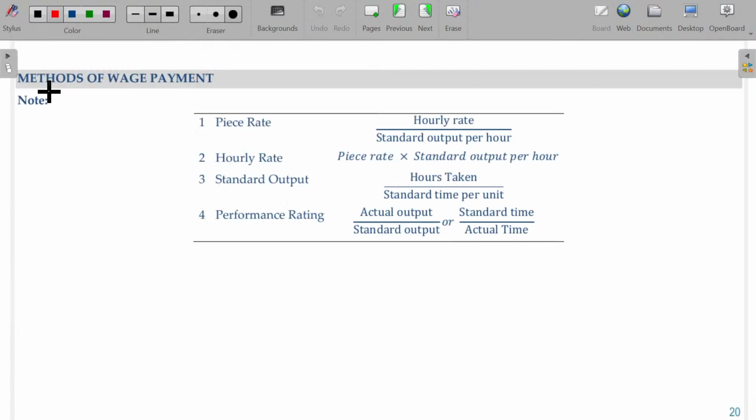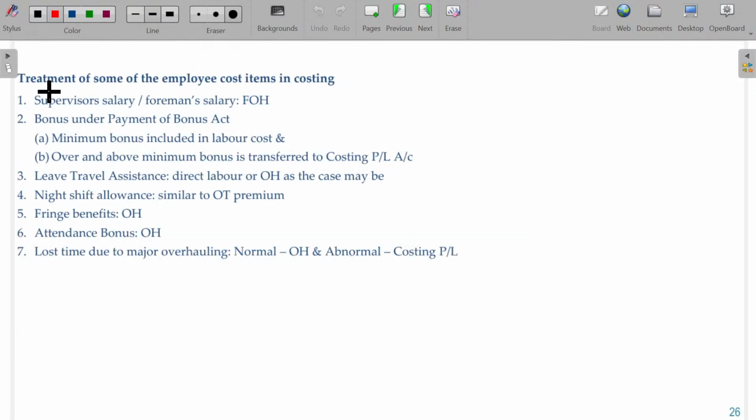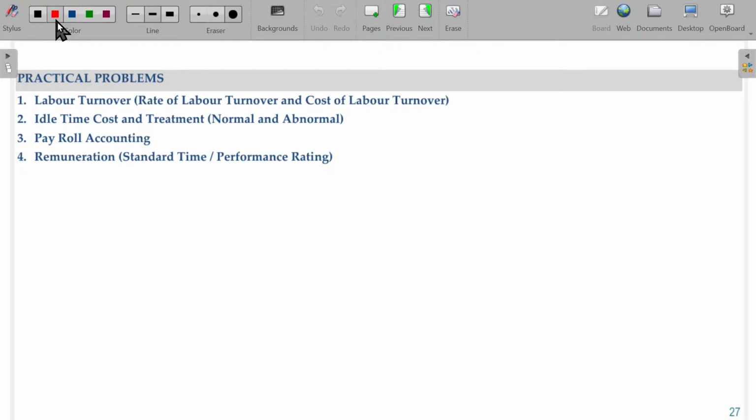Let's start with the illustrations directly. In this chapter, practical problems are focused on labor turnover rate calculation and the cost involved, payroll accounting, and remuneration fixation. These are the three aspects you have to understand. And of course, it is better to know idle time cost and how we account for it. So these are four aspects you have to cover.